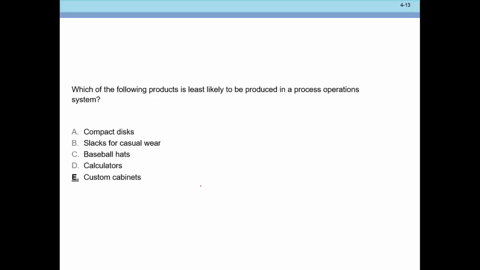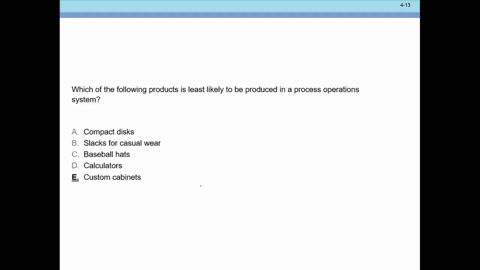All right, let's go ahead and try this one. Which of the following products is least likely to use process costing? The key giveaway here is custom cabinets are obviously not process because they are custom, right?